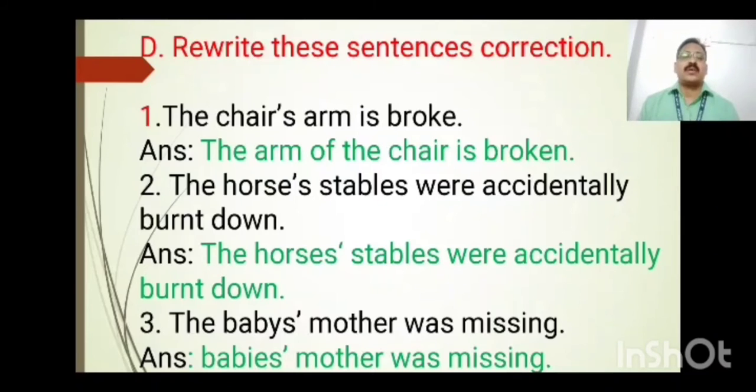Correct answer. Question number 2. The horse stables were accidentally burned down. Answer: the horses' stables were accidentally burned down. We don't write horse's with apostrophe s. Horses, being plural, we generally write with the apostrophe only after the s.